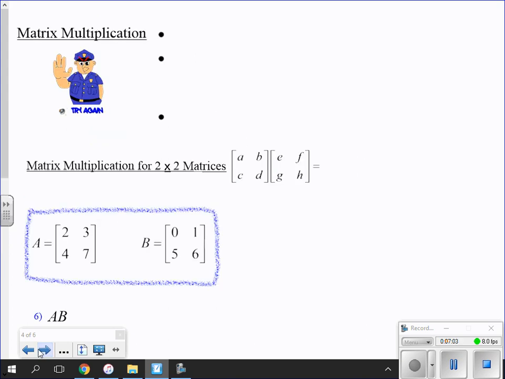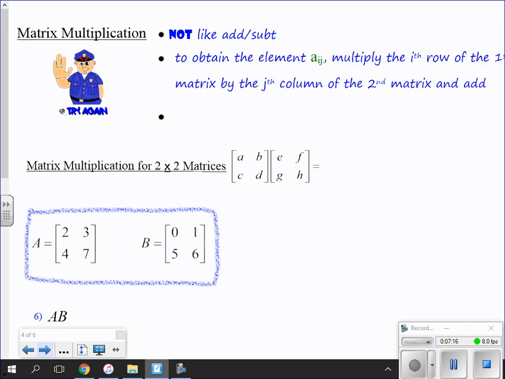Now we get to matrix multiplication. This is not as easy. This is not like addition and subtraction. It completely changes everything. To obtain the elements Aij in the new one, you multiply the ith row of the first matrix by the jth column of the second matrix and add them together.